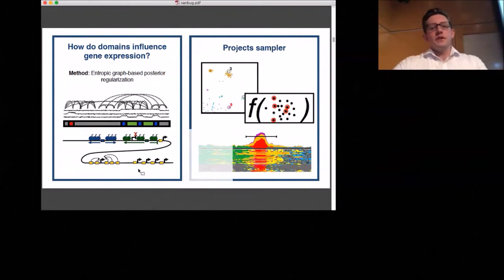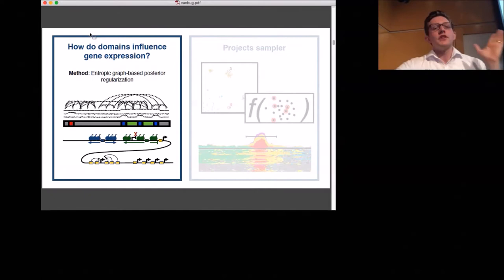This talk is going to be in two parts. One is a deep dive into one project about how domains influence gene expression. Then, depending on how much time we have, I have a quick sampler of a bunch of other projects, types of areas of research that I'm interested in. Starting with the first topic: chromosome domains, so big regions of between 100,000 to a million base pairs, and how they influence gene expression.